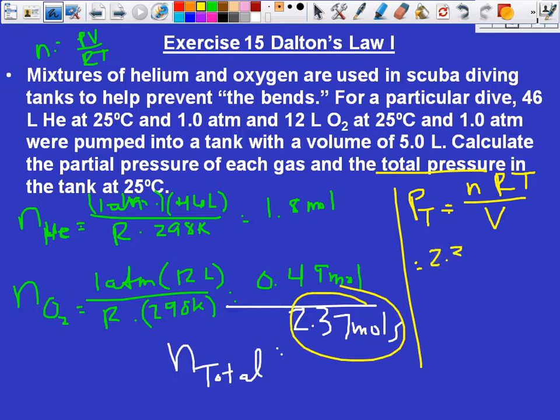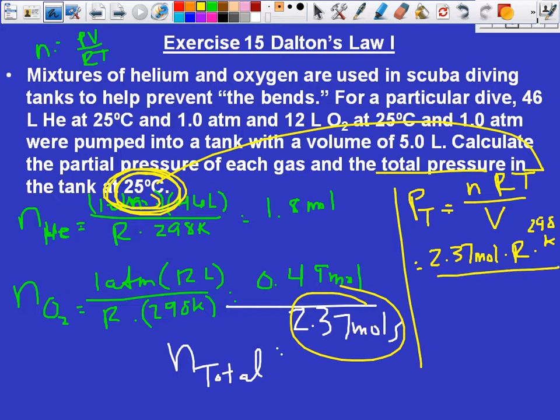So it's 2.37 moles times R, and again, you need to write it out. And then I can't really fit it in, but I'm going to try 298 K because that's the temperature at which it says it is, 25 degrees C. That's where we're going to plug it in. All divided by the volume, because notice what it says. We're pumped into a tank with a volume of 5 liters. So it's going to be all over 5.0 liters. If you run your math there, you're going to get a total pressure of 11.6.